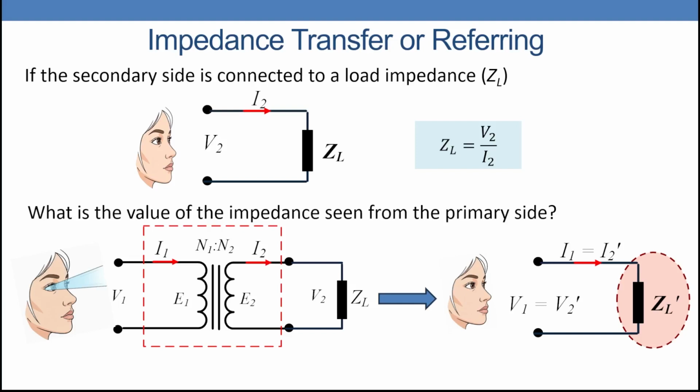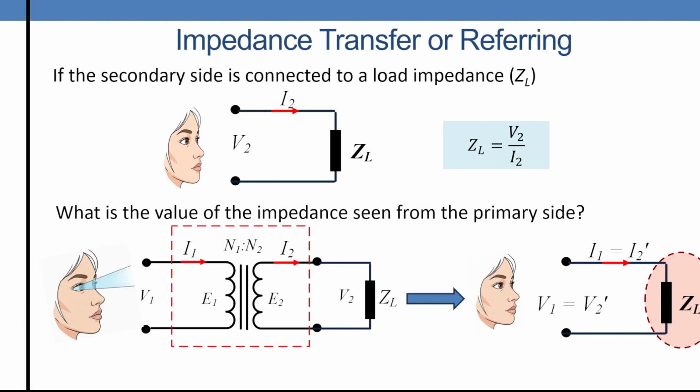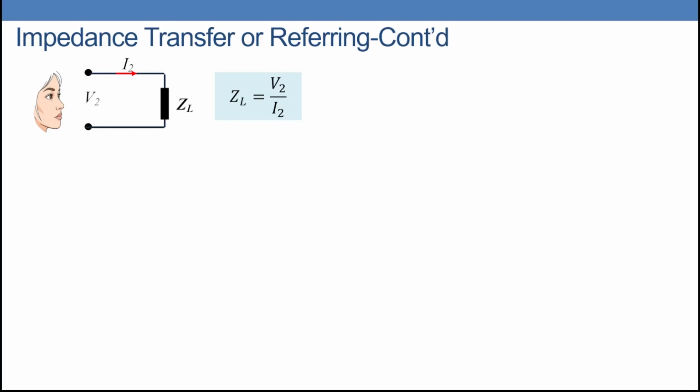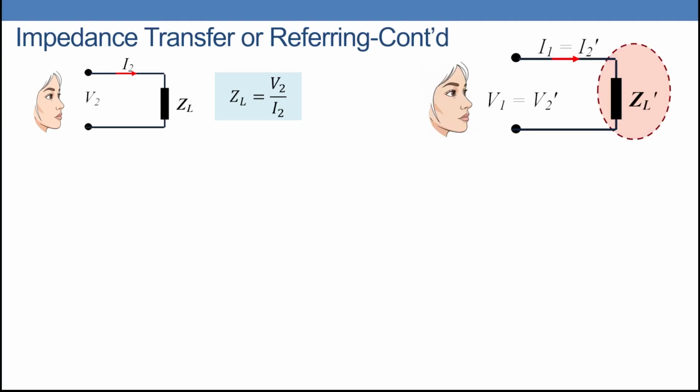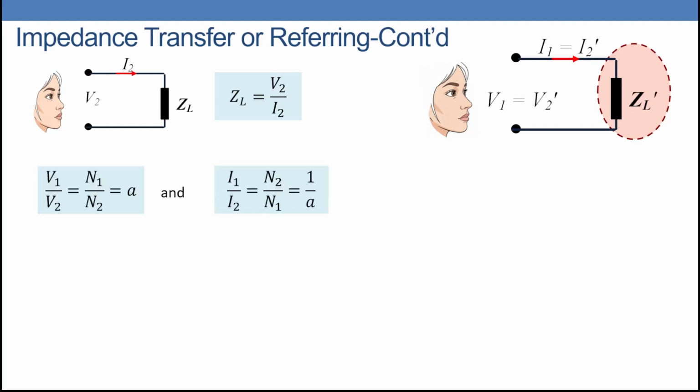But what we know is that we have a relation between this Z load dash and the voltage in the primary and the current in the primary. So how to calculate this referred impedance? We know that Z load equals V2 over I2 if it's on the secondary side or the load side, but if it's referred to the primary, we call it Z load dash and it has a relation between V1 and I1. So V1 over V2 equals N1 over N2 equals A, the turns ratio for the ideal transformer, and I1 over I2 equals N2 over N1, or equals 1 over A.